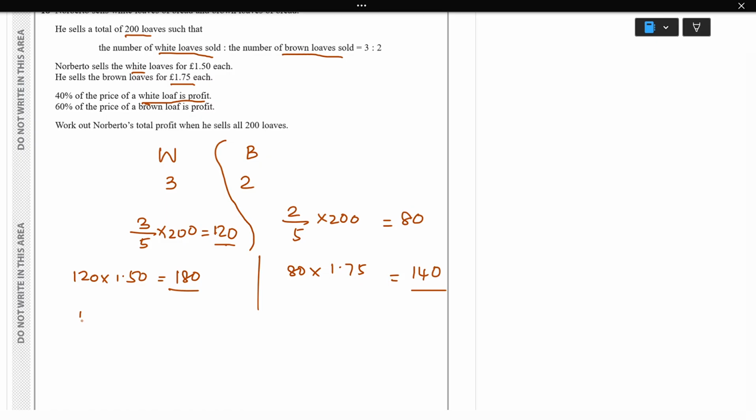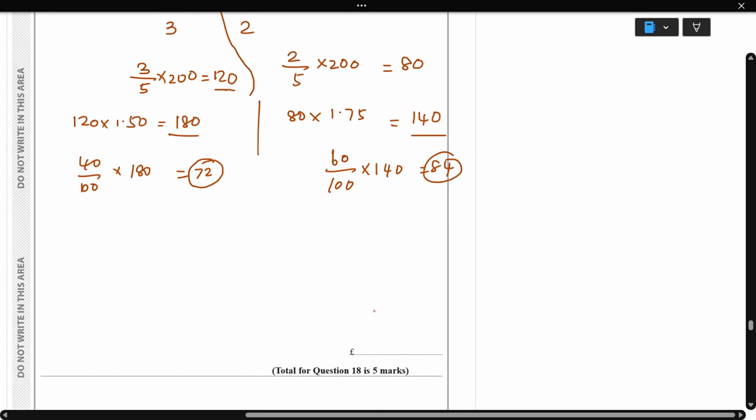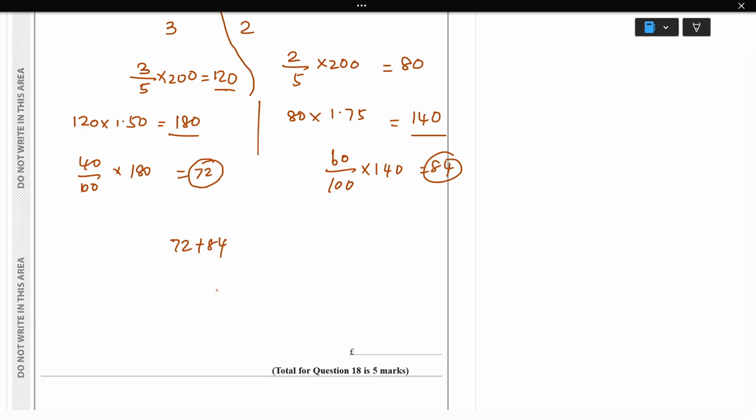40% of 180. So 40 divided by 100 times 180, which is 72. Yeah, 72 euros. So this is the first amount. Then on this side, 60% of the price is profit. So we'll calculate 60 by 100 times 140, which is 84 euros. So total profit is going to be 72 plus 84. 72 plus 84 is going to be 156. So 156 euros is the profit.